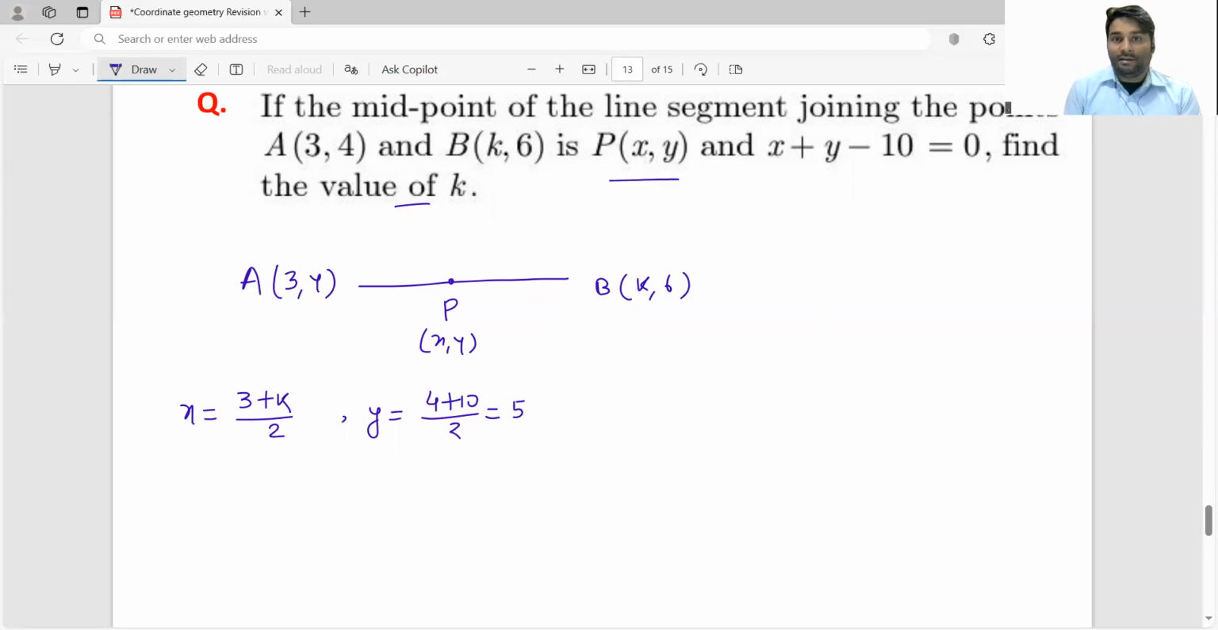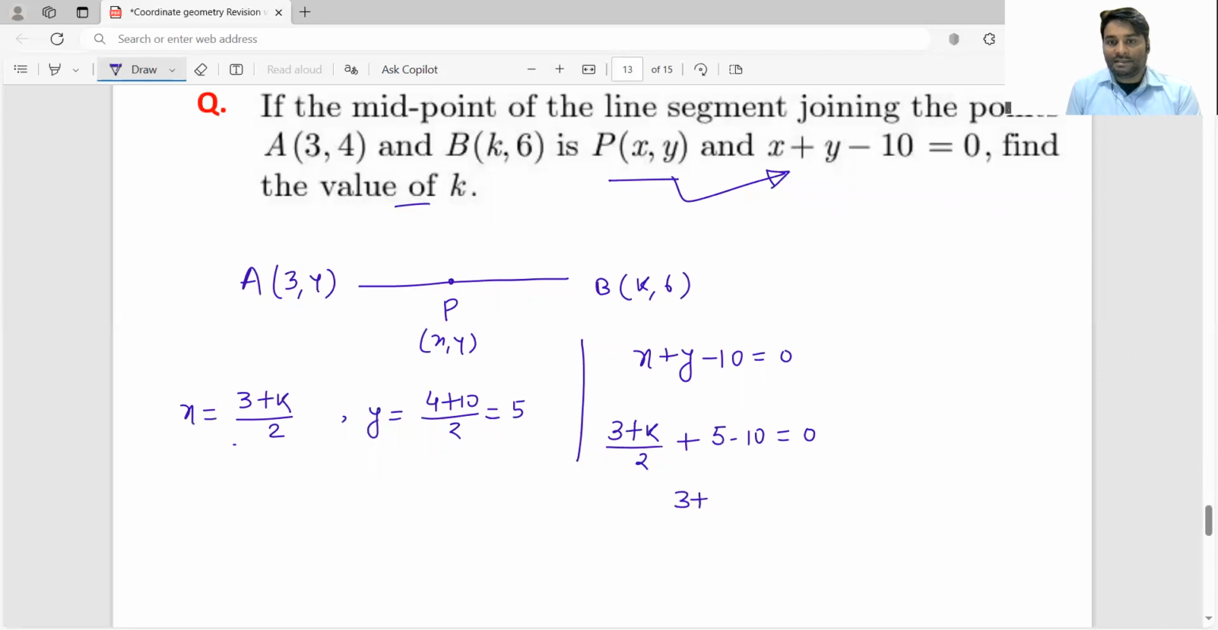Now x comma y will lie on this line, x plus y minus 10 equal to 0. This point is going to lie on this line, so just substitute the values. So 3 plus k by 2 plus 5 minus 10 is equal to 0. So from here, 3 plus k by 2 is equal to 5. Now 3 plus k is equal to 10. So k is equal to 10 minus 3, which is 7. So the value of k will be 7.